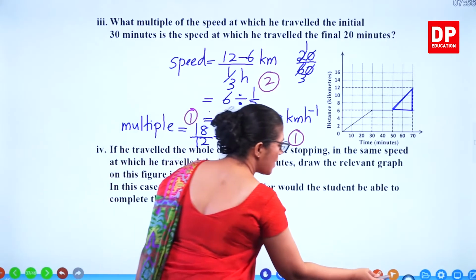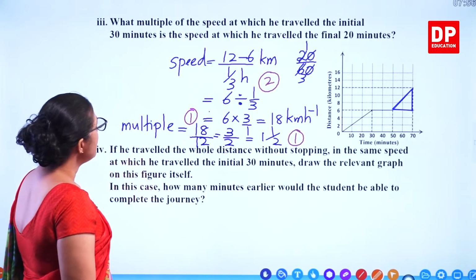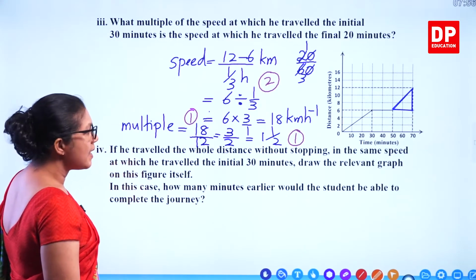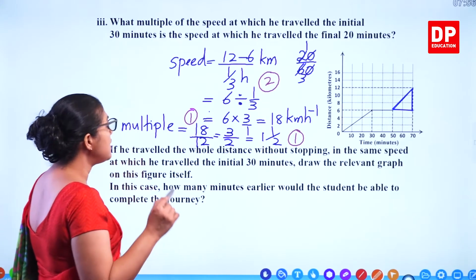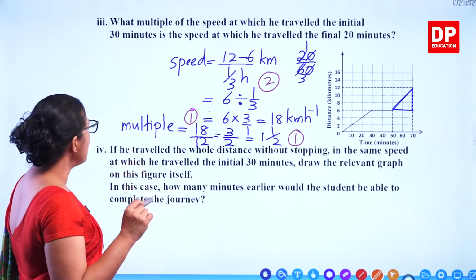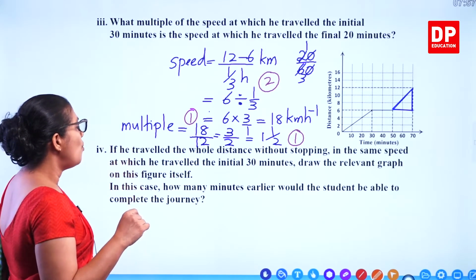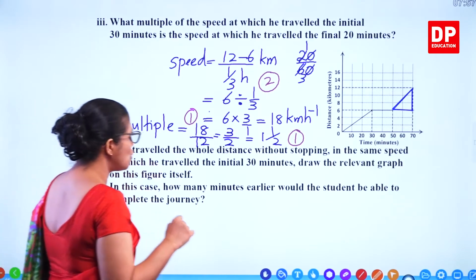Now we'll look at the last part. If he traveled the whole distance without stopping in the same speed at which he traveled the initial 30 minutes, draw the relevant graph on this figure itself. In this case, how many minutes earlier would the student be able to complete the journey?